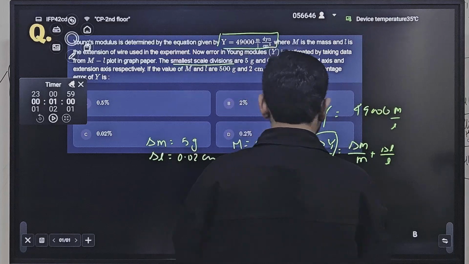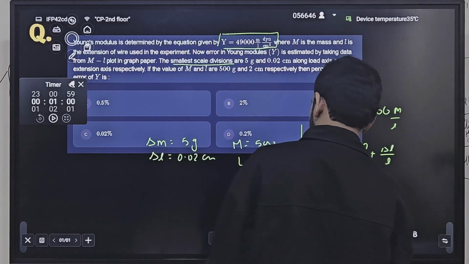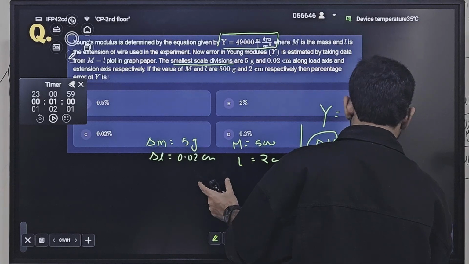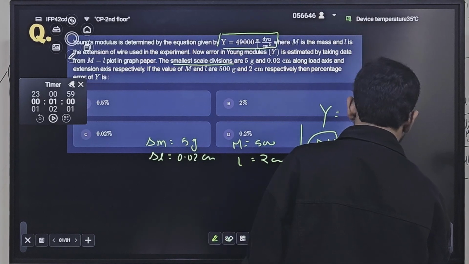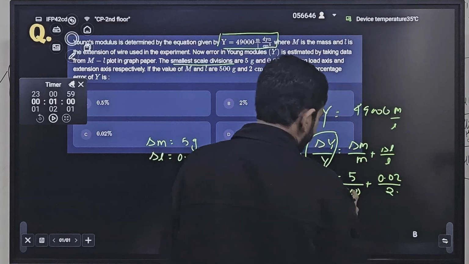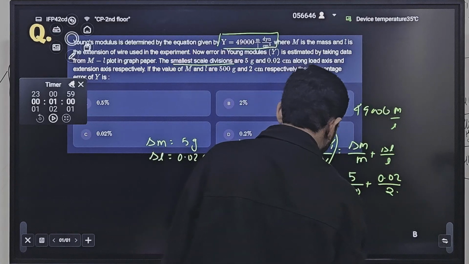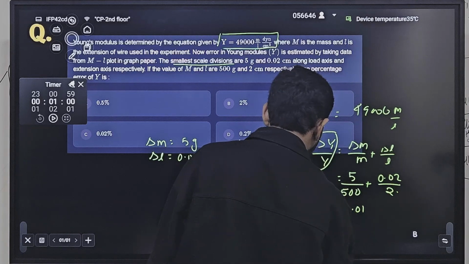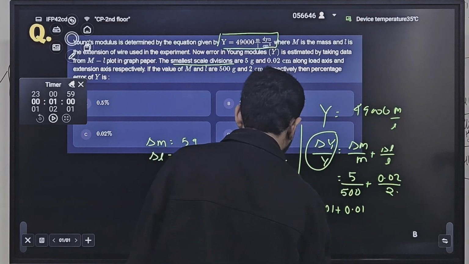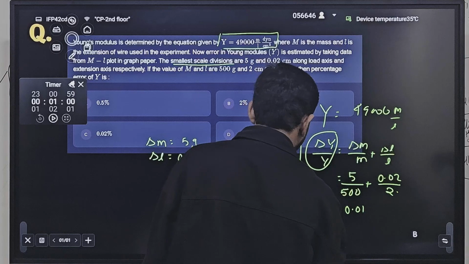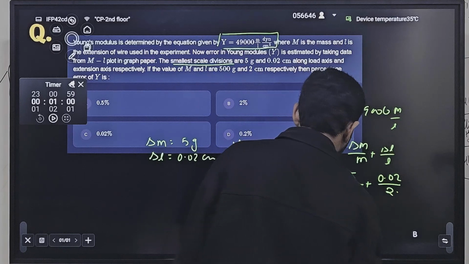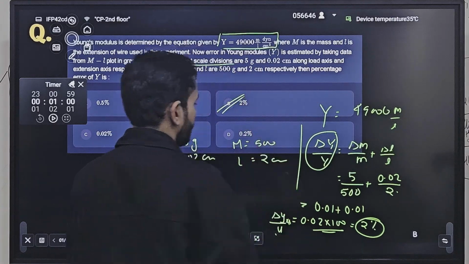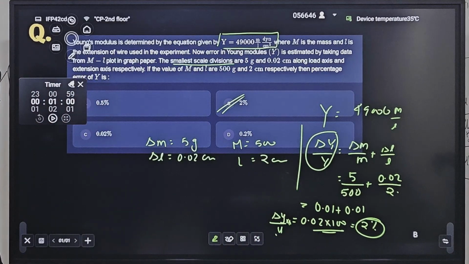Delta M, what is your delta M? 5. What is your mass? 500. Plus, what is your error in length? 0.02. What is your length? 2. Now, what we can say? It will be 1 by 100, and 1 by 100 is 0.01, plus here it will also be 0.01. That means what is the net? 0.02. That is delta Y by Y. If I ask you the percentage, you will multiply by 100. The result will be 2%. Option B is correct. Clear?